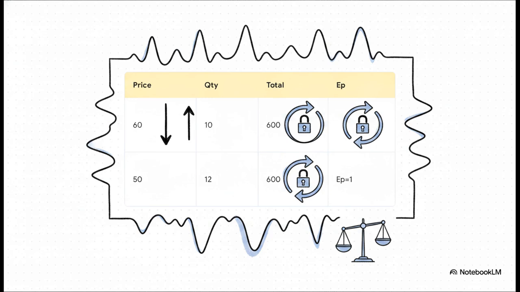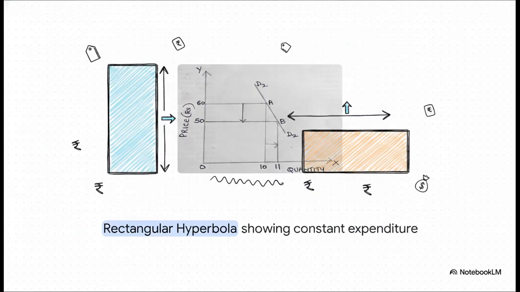Notice how a price drop from 60 to 50 results in people buying more units, but our total outlay stays exactly at 600. We bought 2 extra units, sure, but because the price went down, the total money changing hands remained completely frozen at 600. The elasticity here is exactly 1. It's perfectly unit elastic.